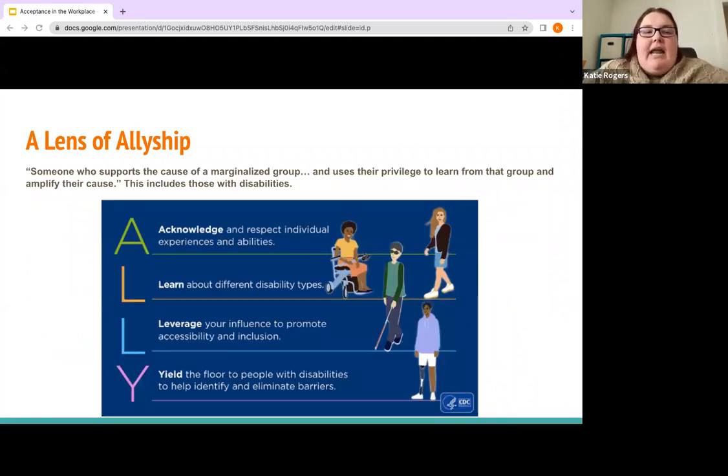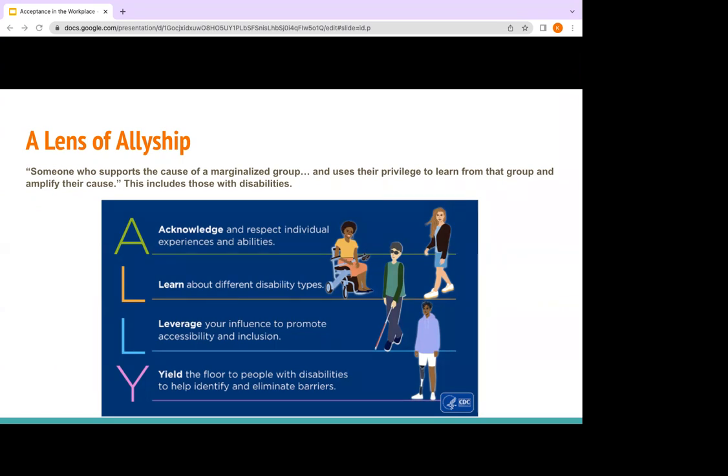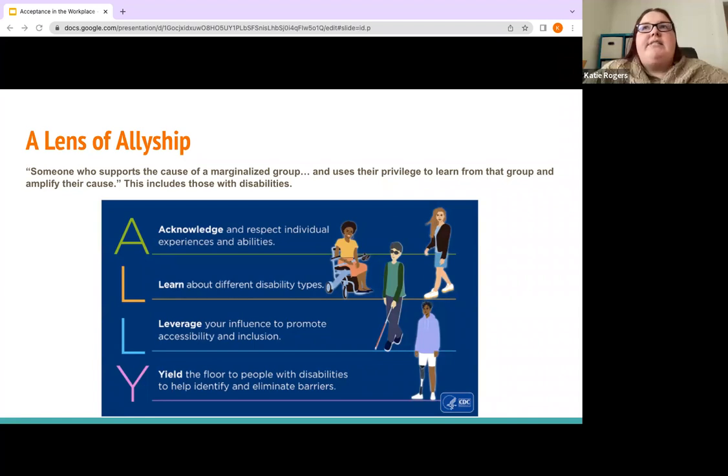Now, when talking about ADA and about inclusion and accommodations in the workplace, we want to come at it from a lens of allyship. Whether you have a disability or not, the lens of allyship is going to really help facilitate inclusion in the workplace. So according to the National Association of City and County Health Officials, a person with a disability defined an ally as someone who supports the cause of a marginalized group, like women, people of color, people with disabilities, people with low income, and they use their privilege to learn from that group and amplify their cause.